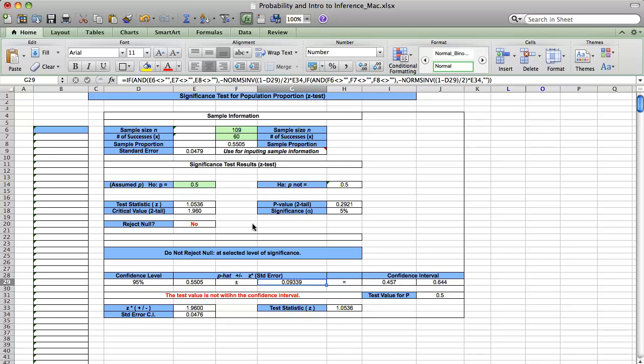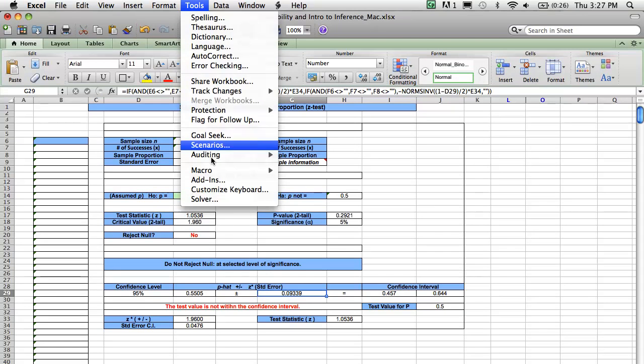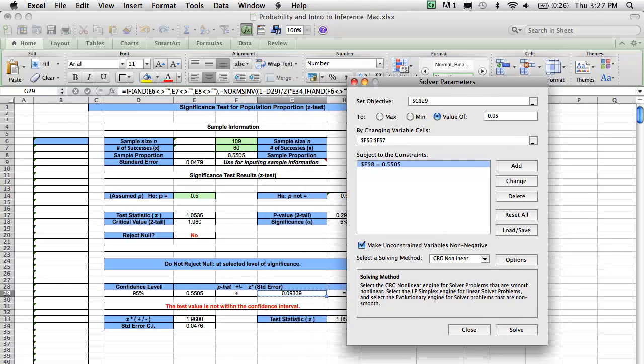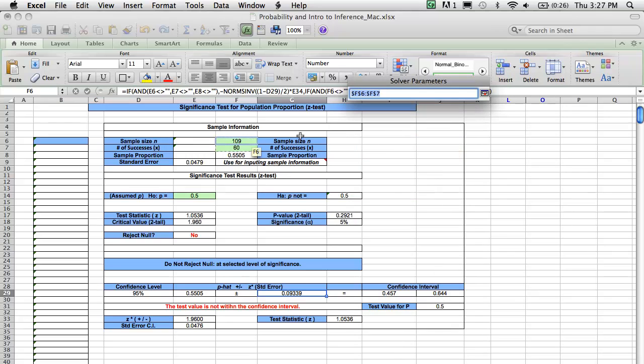If we select Solver, we could see that the solver is set up to do this calculation for us. Our objective cell, G29, is the margin of error. We could specify to what value we would like that to be set. We're going to set the margin of error to a value of 8%. And we're going to do that by changing the sample size and the number of women.